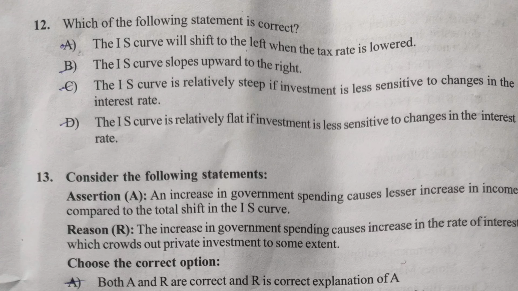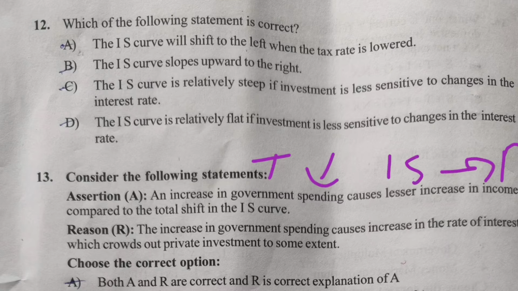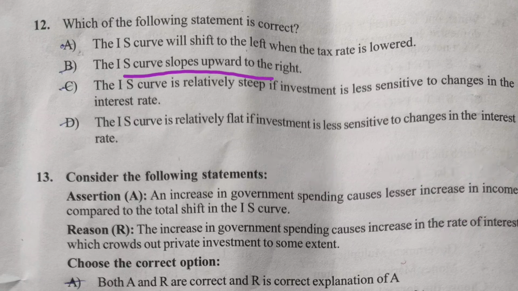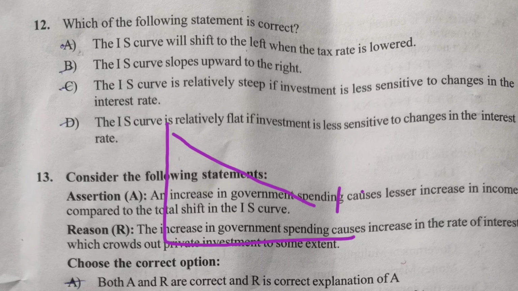Next question is, which of the following statements is correct? Options are: the IS curve will shift to the left when the tax rate is lowered. This option is incorrect. When taxes are lowered, the IS curve will shift towards the right, not towards the left. Second option is the IS curve slopes upwards towards the right. This is also incorrect. The IS curve is downward sloping. It does not slope upward to the right. It is the LM curve which slopes upward towards the right.